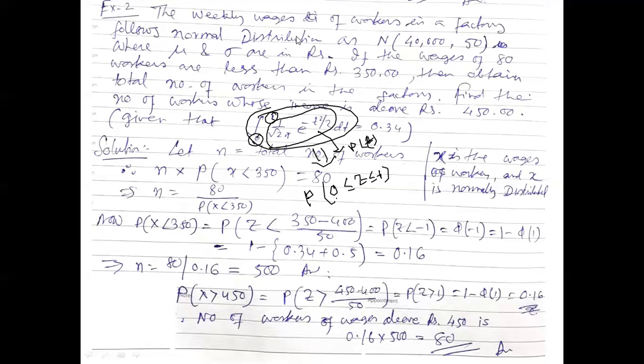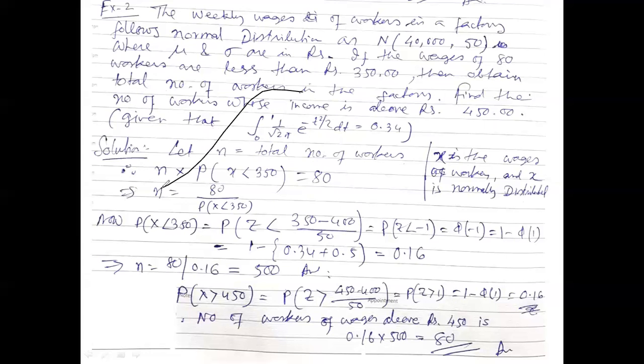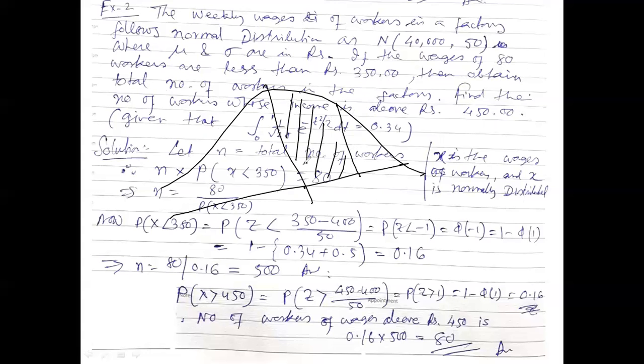So if we draw the graph, the meaning is 0 to 1. This area indicates the value 0.34. If z is equal to 0 and z is equal to 1, this area indicates the value 0.34. Now assuming this point is minus 1, and z is equal to 1 here.